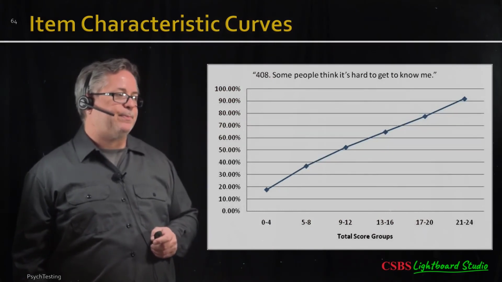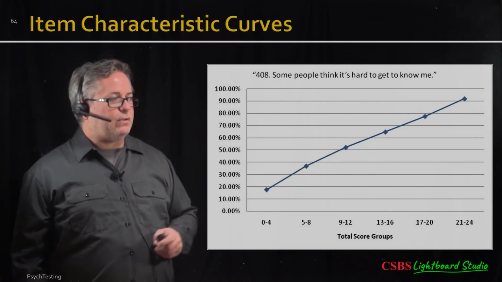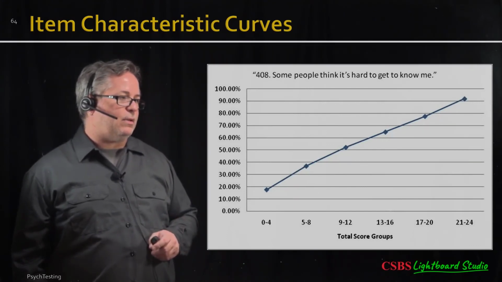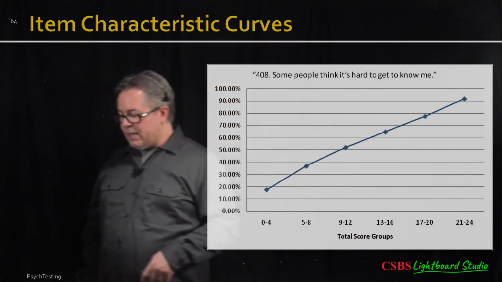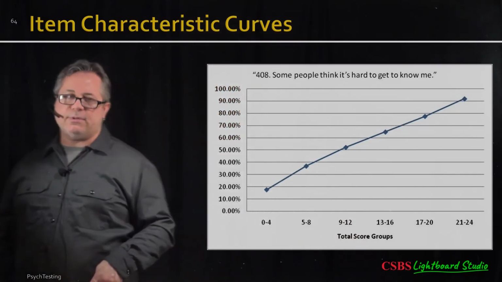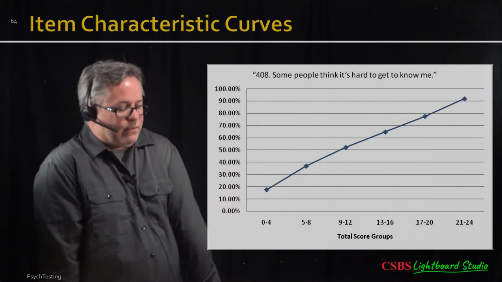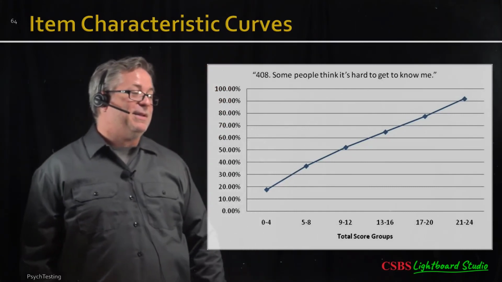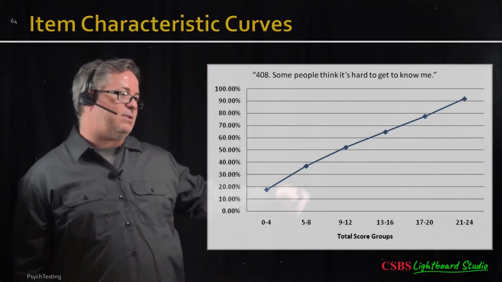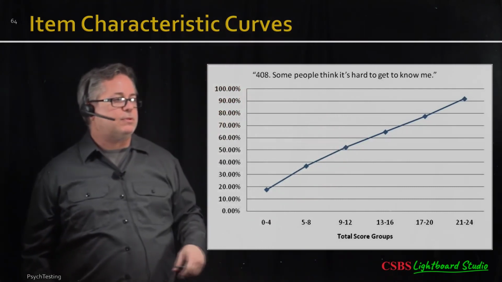social anxiety. Some people think it's hard to get to know me. That's a weird one. It's social anxiety. It's not very discriminating, because there may be lots of other reasons why that is. Not because you're socially anxious, but maybe you're just complex or something. I don't know. Maybe you're an a-hole, so people don't get to know you very well. So it may not necessarily be about social anxiety. So this is not actually that well related. It's just sort of cycling upwards.